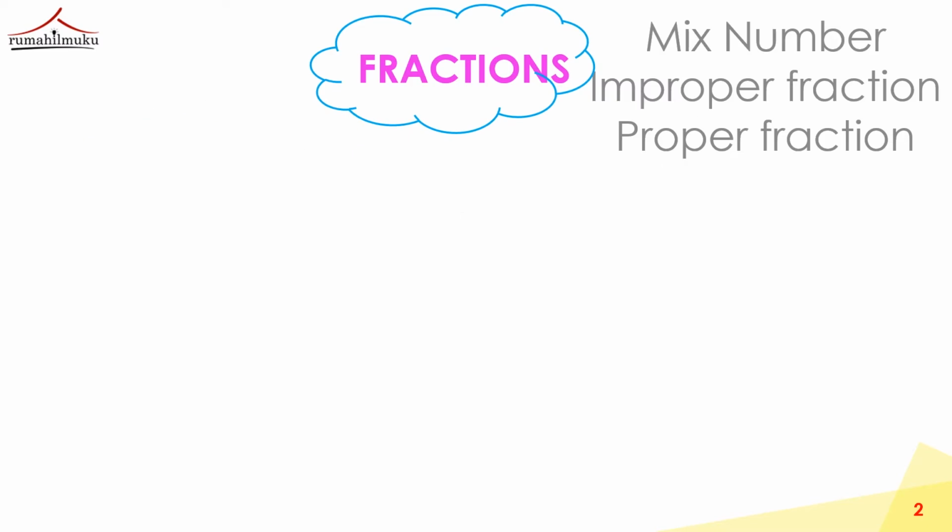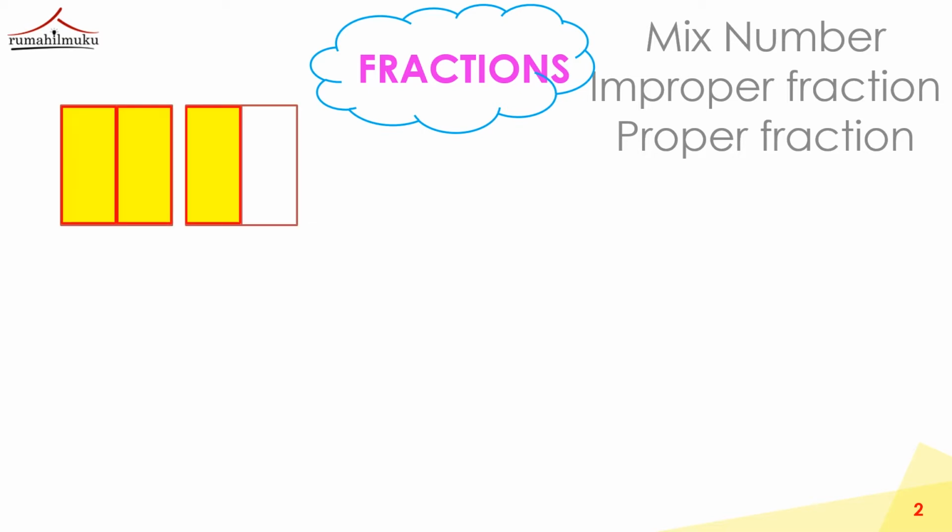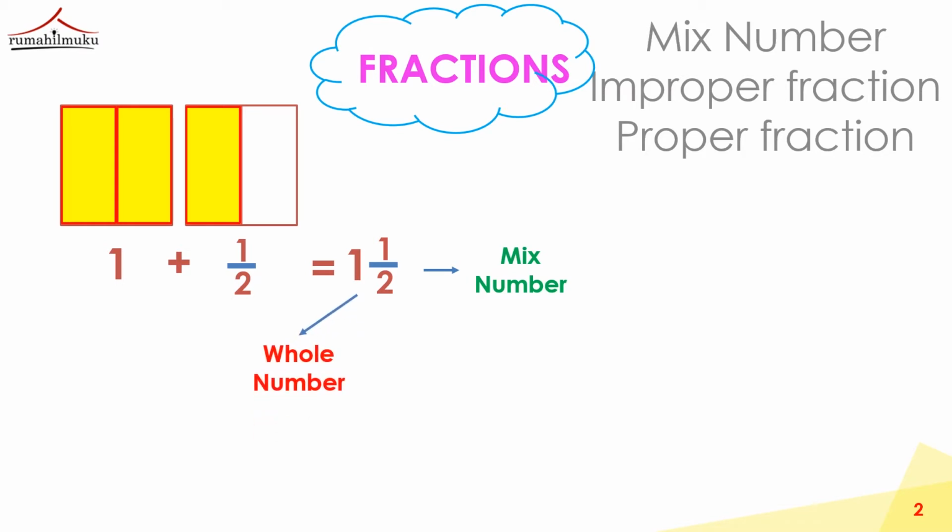Now I'm going to explain about mixed numbers with improper fractions and proper fractions. I'm pretty sure I have explained this before, but for those of you who haven't seen this, let me explain again. So we have two squares and each square is divided into two parts, and I've covered up three halves. So it becomes one whole and one half, which can be called a mixed number. In a mixed number, the one whole represents the whole number and the one half represents the proper fraction.